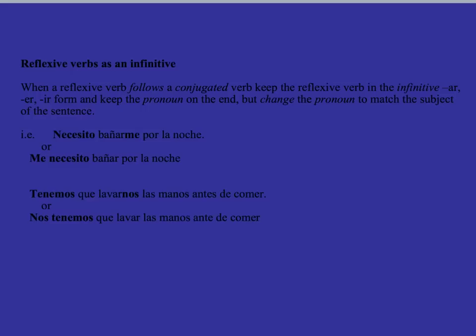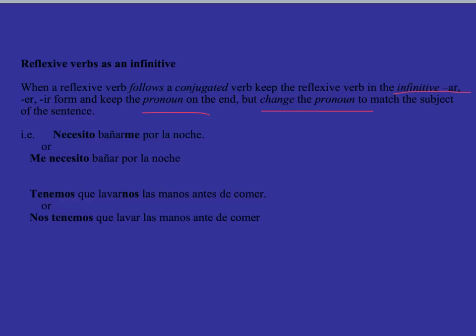You can also use reflexive verbs as an infinitive. When that's the case, you have the first verb, which is conjugated, and the reflexive verb will be an infinitive. When a reflexive verb follows a conjugated verb, you keep the reflexive verb as an infinitive, so you make sure you keep the AR, ER, IR, but then you keep the pronoun at the end, and you still have to change the pronoun to match the subject.